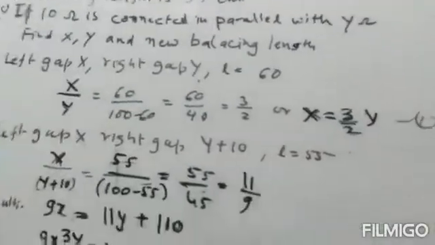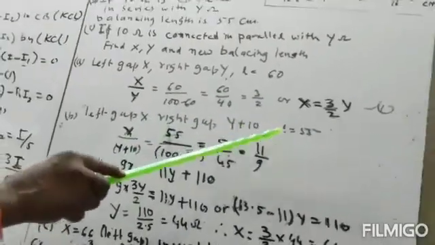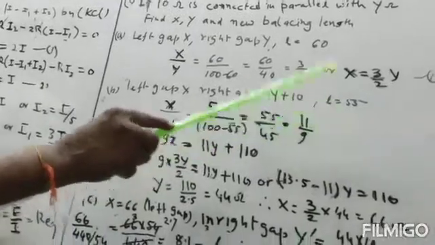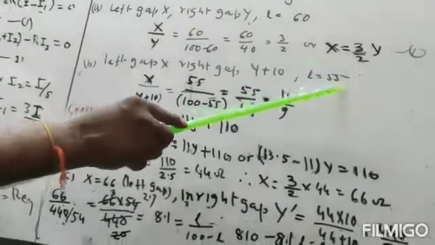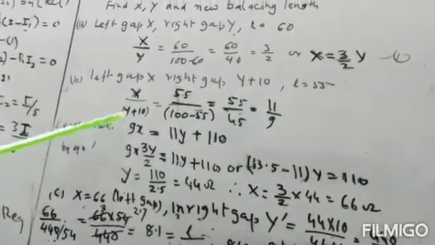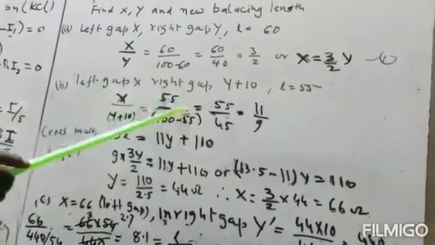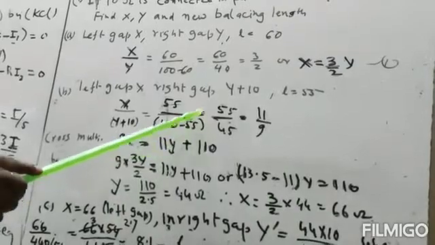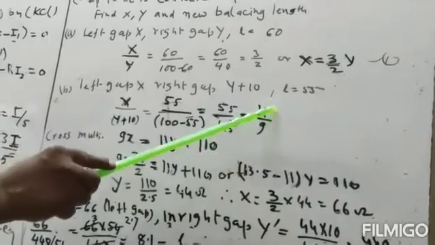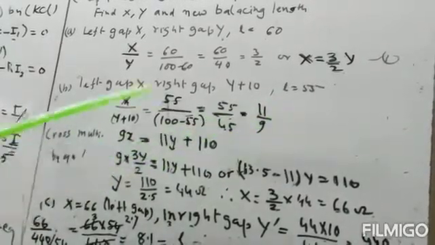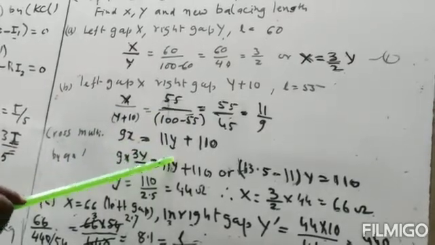When the resistance of 10 ohm is connected in series with Y, in the left hand side there is X ohm and in right hand side it is Y plus 10 ohm. So X divided by Y plus 10 will be equal to 55 divided by 100 minus 55, this will be equal to 55 by 45, and that will be divided by 5, so 11 by 9. So if we cross multiply it, then 9x will be equal to 11y plus 110.